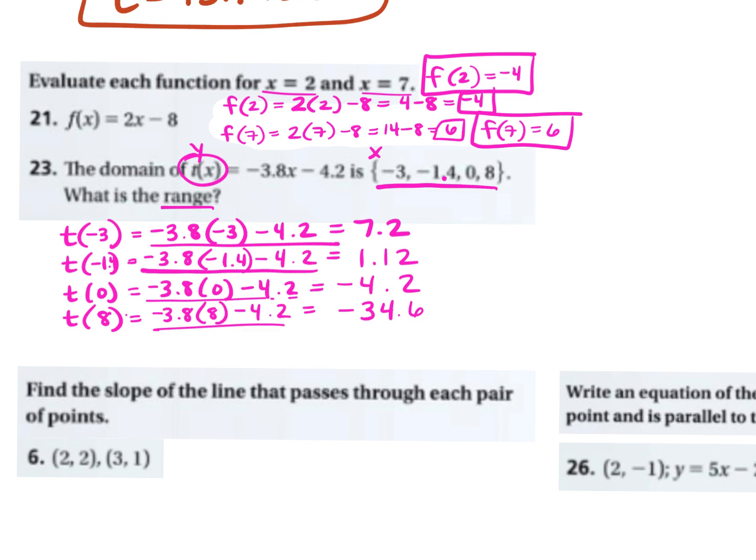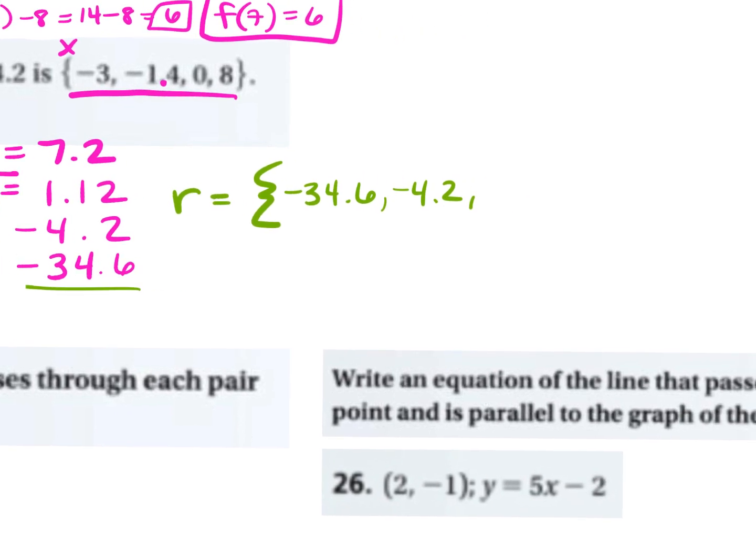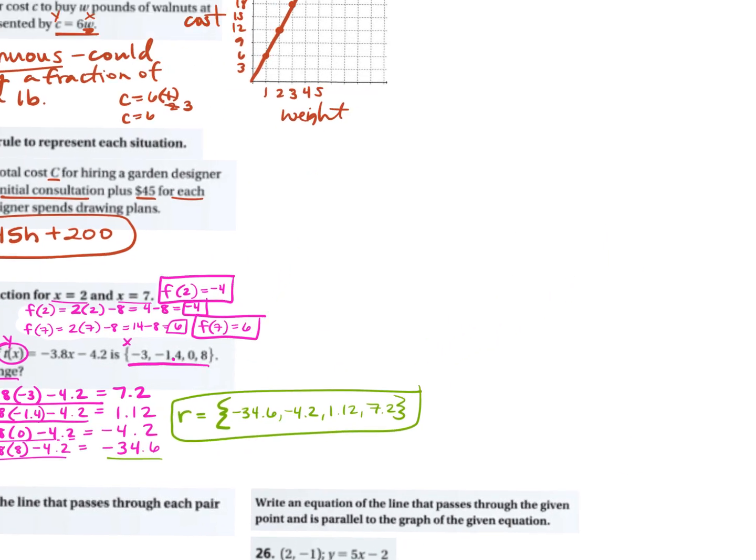34.6. So when it asks you for the range, okay, domain and range both, you have to put in order from least to greatest, and then no repeats. So my smallest would be a negative 34.6, then negative 4.2, so just reverse of how we solved them, 1.12, and 7.2. And that will be the range of that function for that domain. All right.